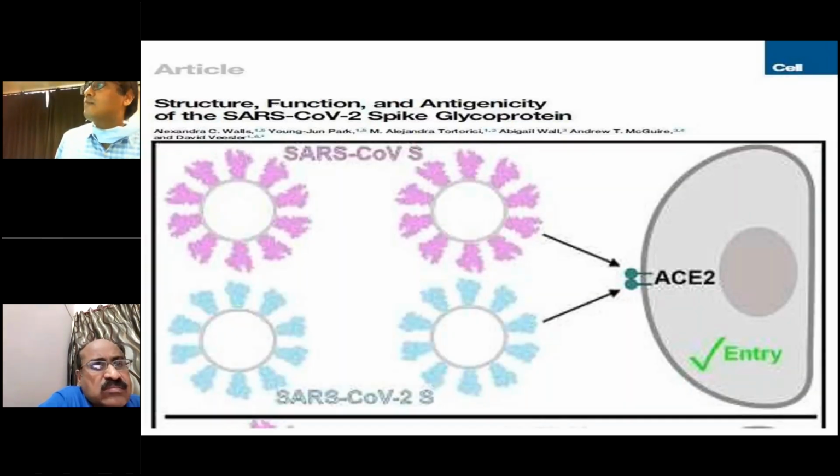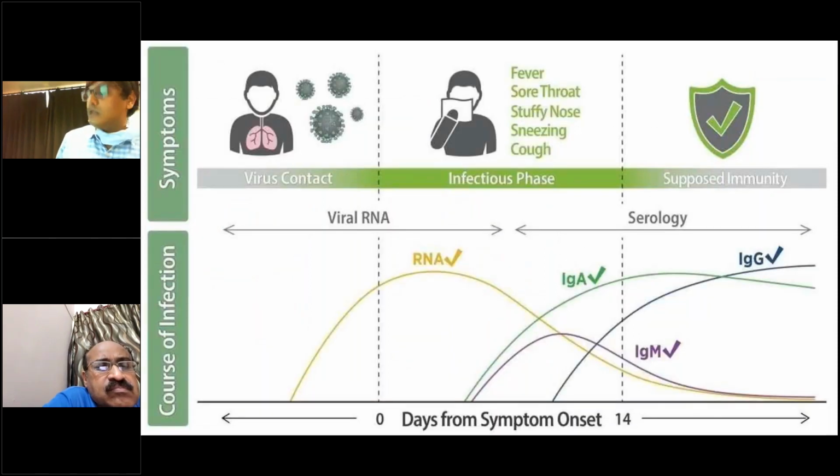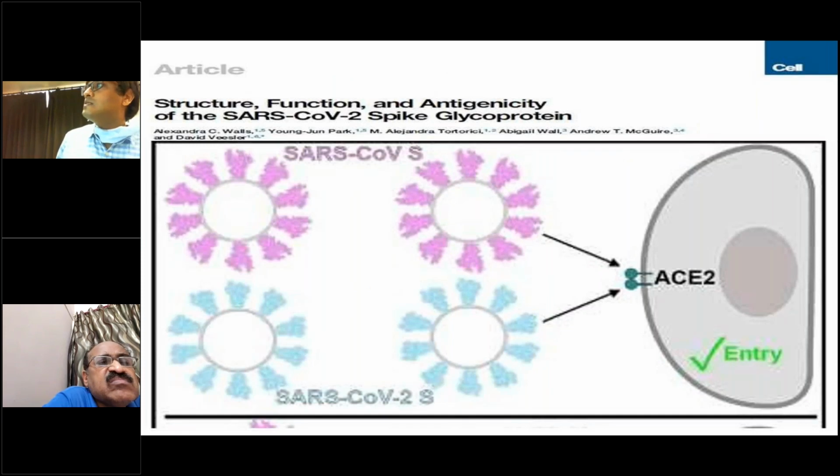Now, in brief, on this slide you can see how SARS-CoV-2 infects human cells. The basic structure of SARS-CoV-2 has a spike protein. This spike protein has S1 and S2 components, and through the S1 component the virus binds to the ACE2 receptors on the human cells, and through S2 the virus enters the human cells.